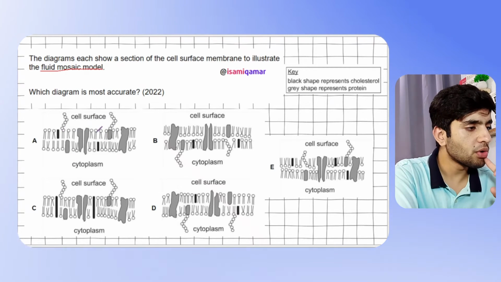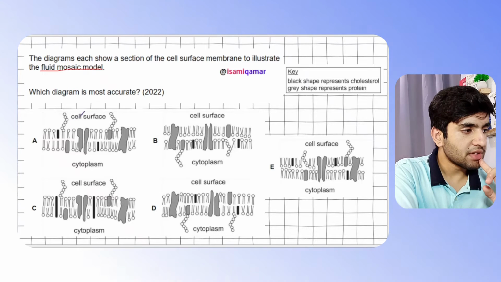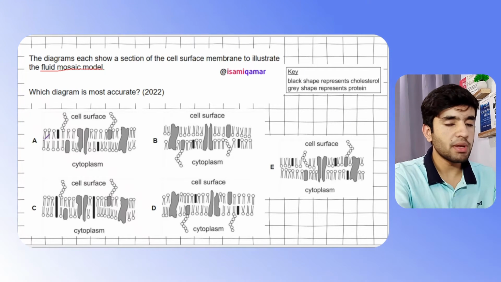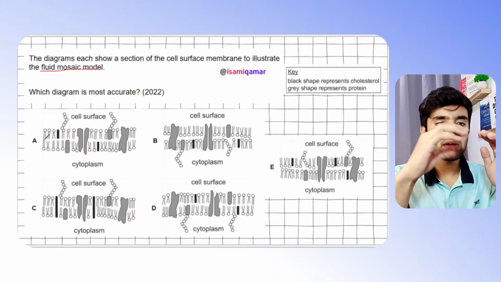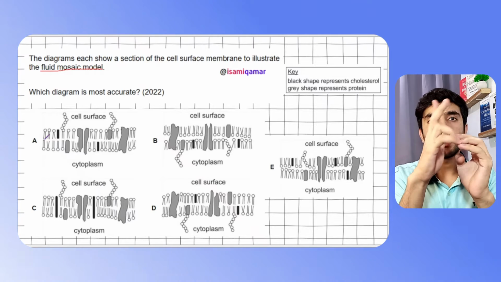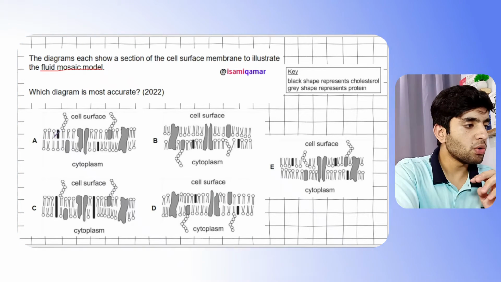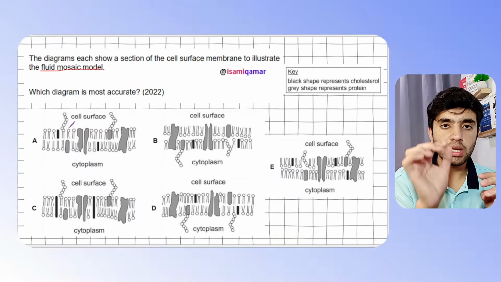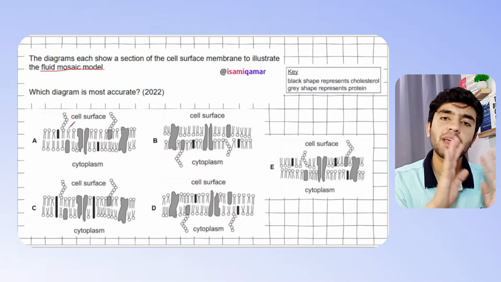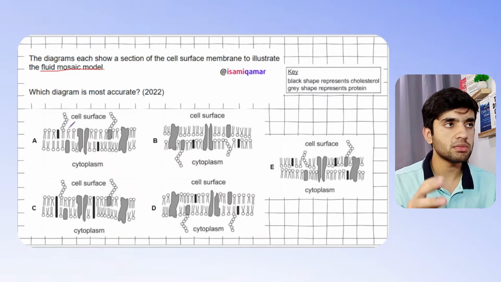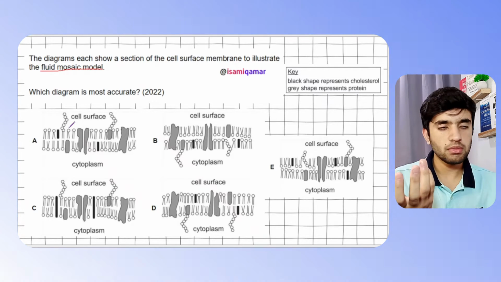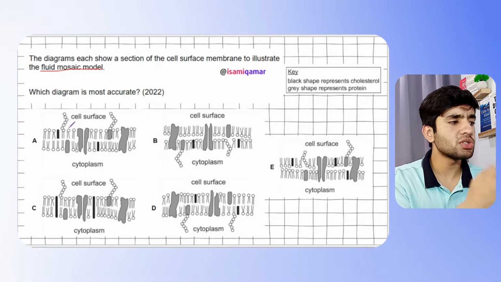So now here you go. This is the cell surface, so it will be like outside of the cell, and then here is the cytoplasm. So it will be cell surface here, and then cytoplasm inside. Now you have to remember the fluid mosaic model, because it is very important when you will be studying cell biology.